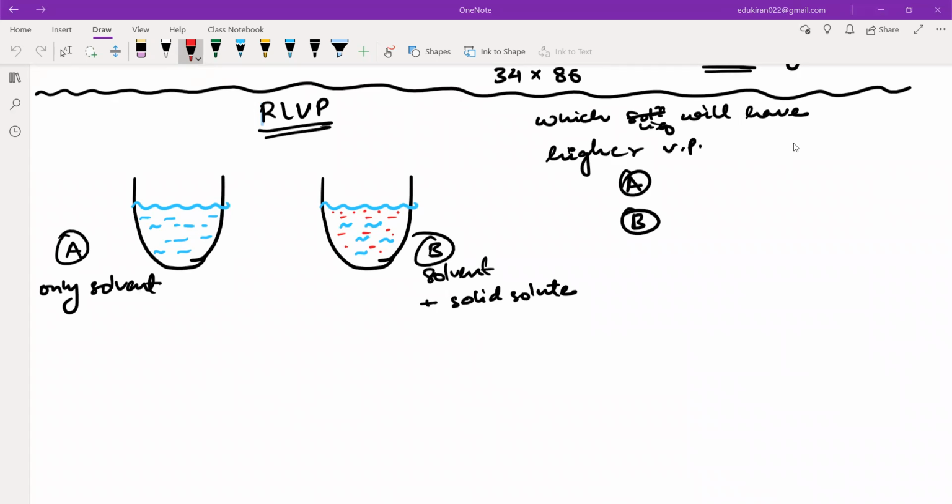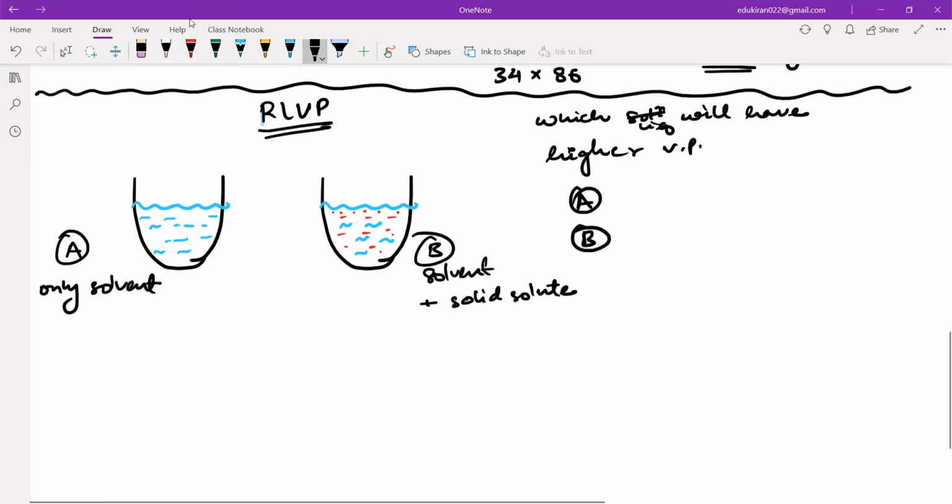It was your viva and still you are not answering the correct thing. That means you have not read the notes. So first thing, which will have higher vapor pressure? A will have higher vapor pressure. Now, here we are having vapor pressure which is higher.